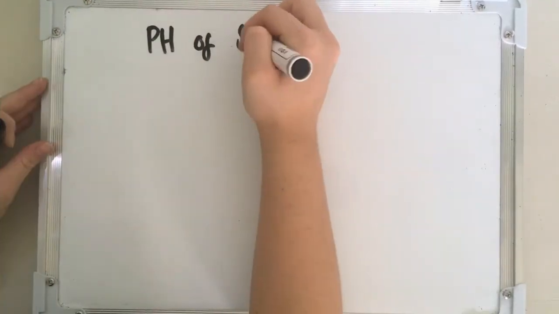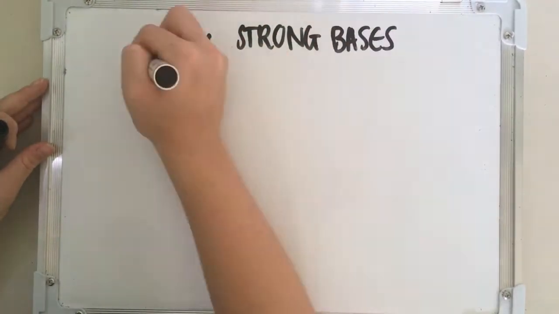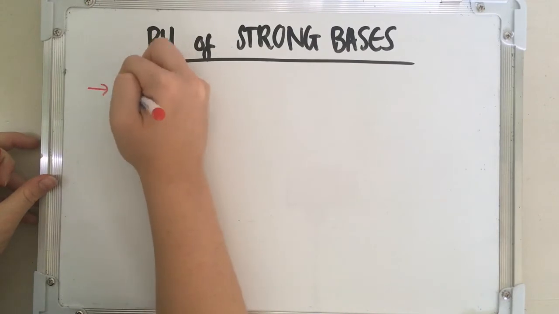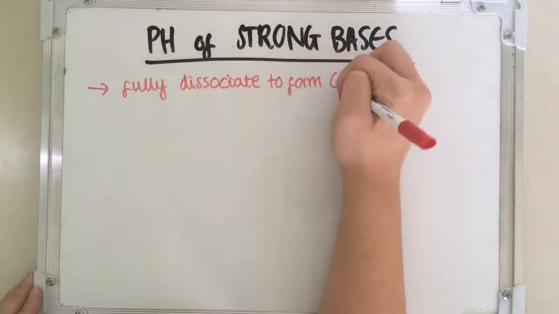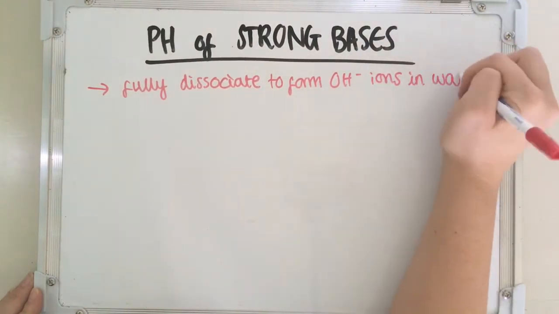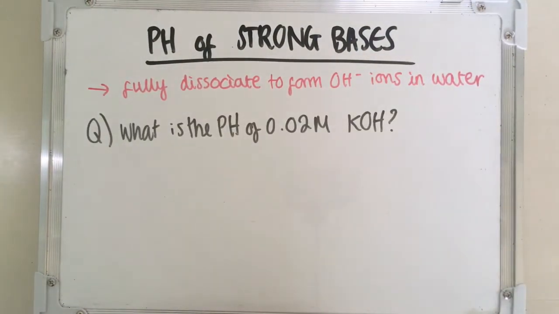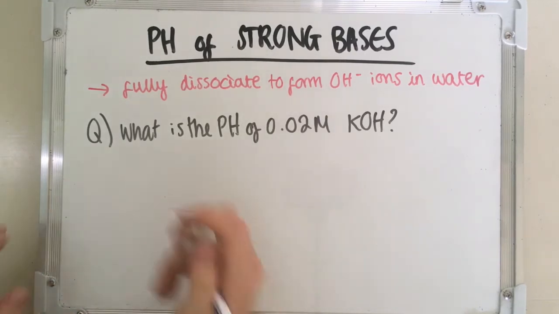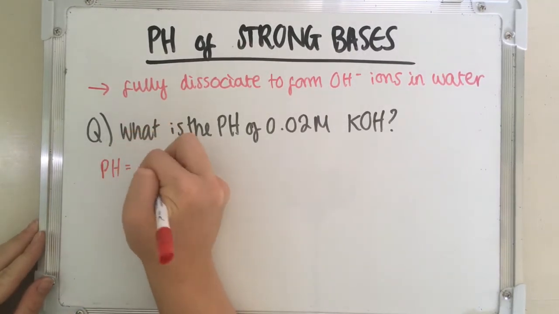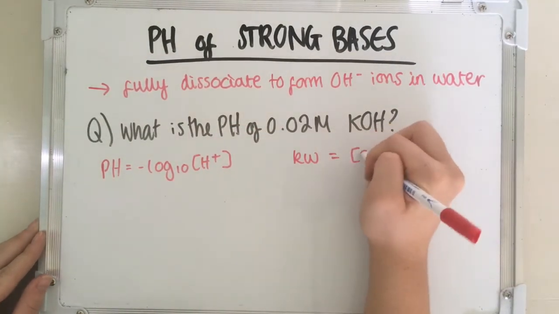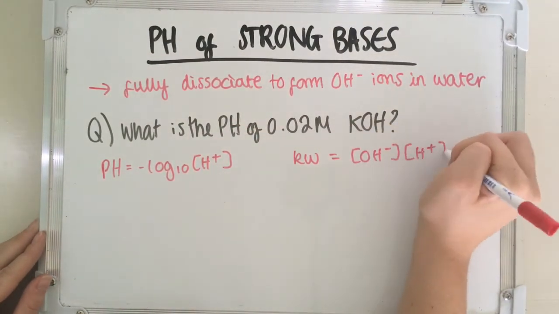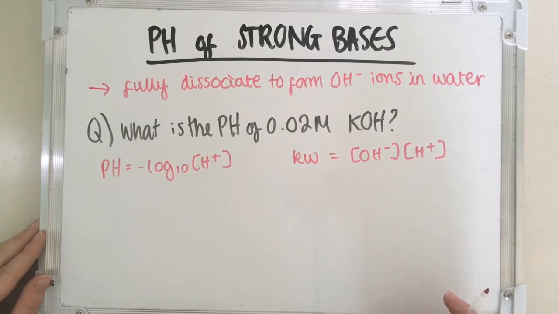Using this knowledge, we can now calculate the pH of strong bases. Strong bases will fully dissociate in water to form OH- ions. Let's have a go at this example question. What is the pH of 0.02 molar KOH? I like to start by writing down the equations that I know I'm going to need. So here I've written the pH equation and also the ionic product of water.